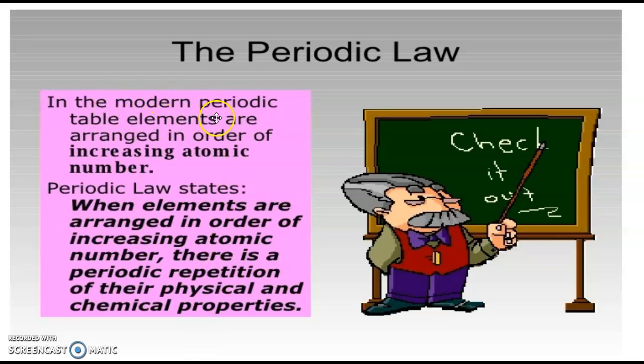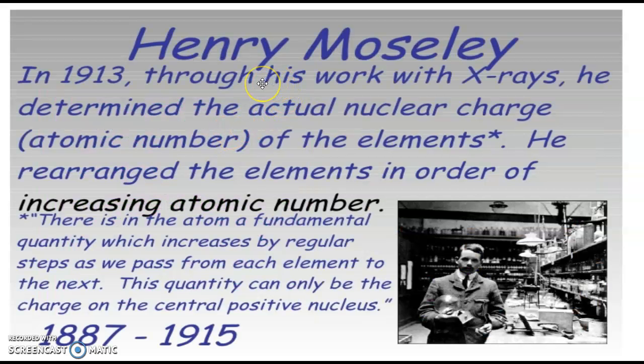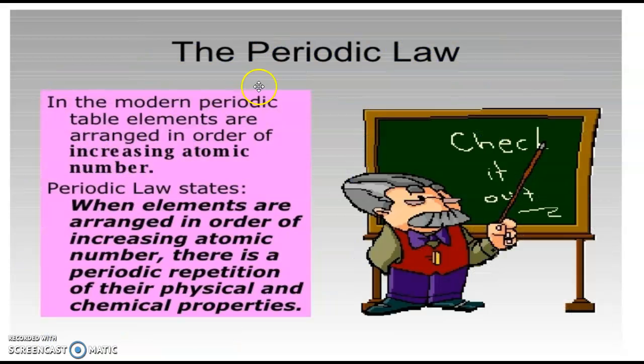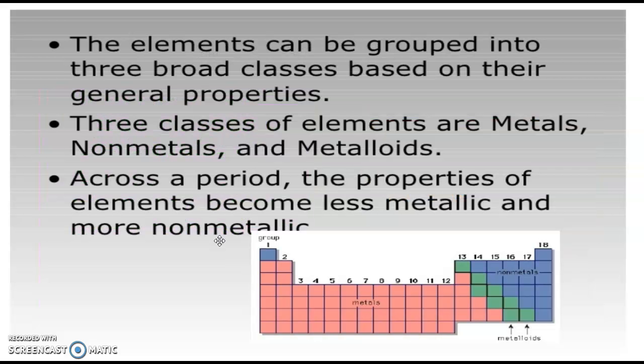So in the modern periodic table, elements are arranged in order of increasing atomic number. Some modifications were made to the periodic table given by Henry Moseley. So we have the periodic law: when elements are arranged in order of increasing atomic number, there is a periodic repetition of their physical and also chemical properties. This is the periodic law given for the periodic table.